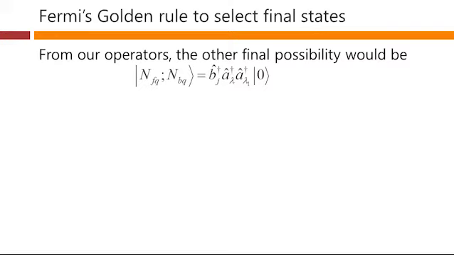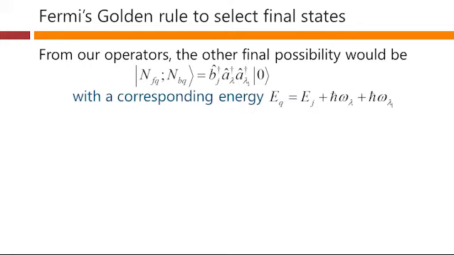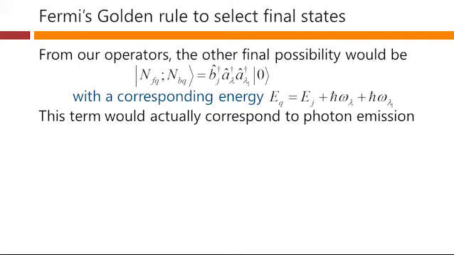Now, from our operators, the other final possibility we were looking at, other than just bj dagger on the empty state, was this one: bj dagger, a lambda dagger, a lambda 1 dagger, operating on the empty state. And that would have a corresponding energy of Ej, whatever the final electron state was going to be, and a photon in mode lambda, created here, and a photon in mode lambda 1, created there. That would give us a non-zero matrix element, but that term would actually correspond to photon emission. Remember, we started out with a photon in this mode, and we seem to have ended up also with a photon in some other mode.